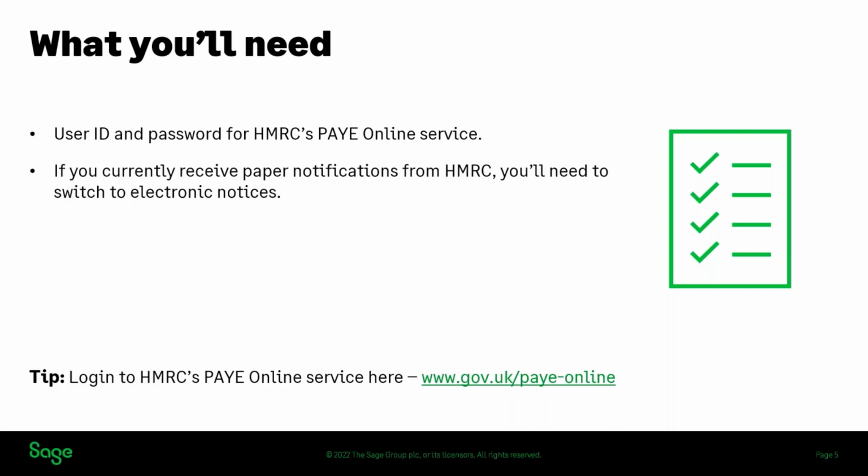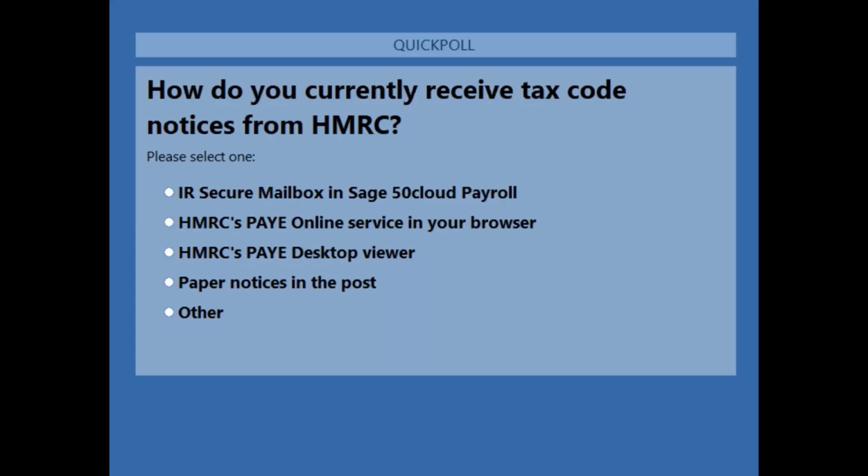Now, some of you might be doing that already, and at this point I do have a quick poll to find out how you guys are currently receiving your tax code notifications. So if you take a look on screen, I've just launched the poll. I've got 4 different options and an other. So how do you currently receive tax code notices for your employees?